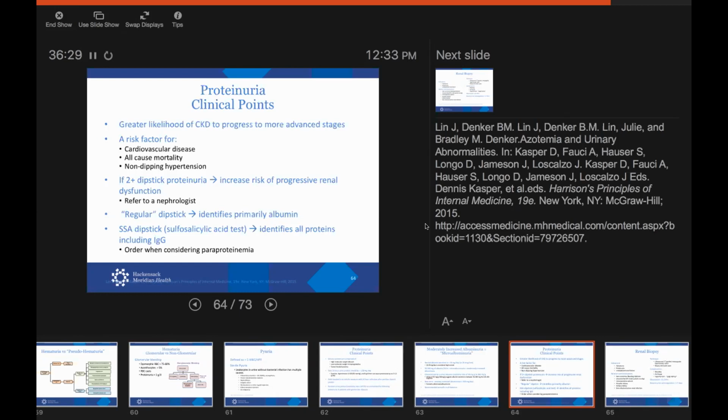So it's a risk factor for that as well. If you see 2+ protein in the urine, you should refer a patient to a nephrologist. I'm not looking for business. I'm too busy. But that's the standard of care. And just remember that the dipstick primarily looks at albumin. So if you're worried about paraproteinemia, you should do the SSA dipstick.